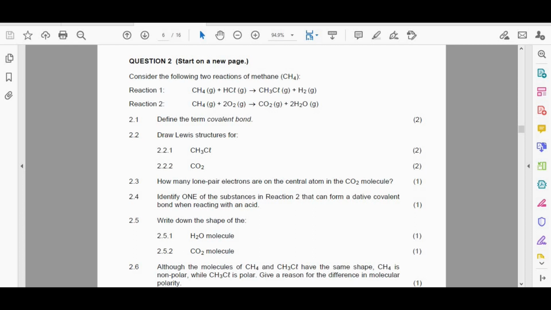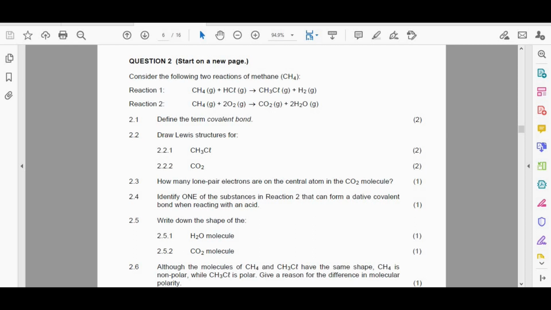I have explained what a dative covalent bond is. Basically, they're atoms with an incomplete complement of electrons in their valence shells that can share a lone pair of electrons from another atom to form a dative or coordinate covalent bond.